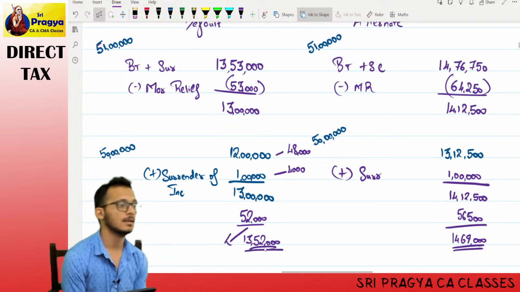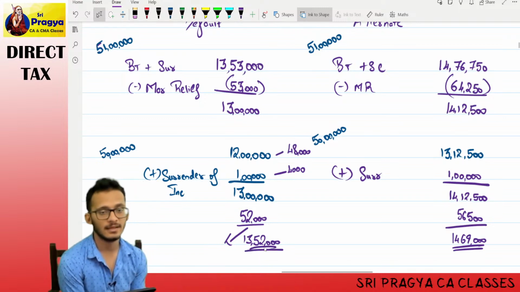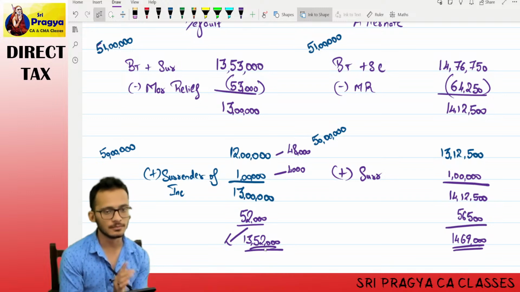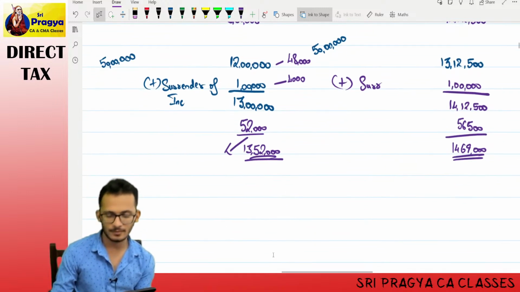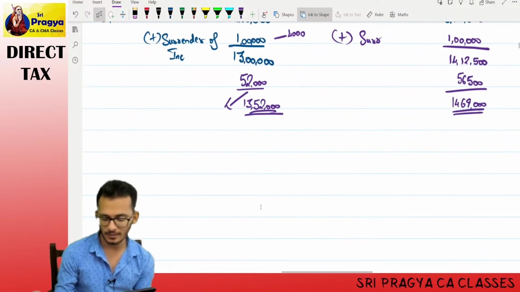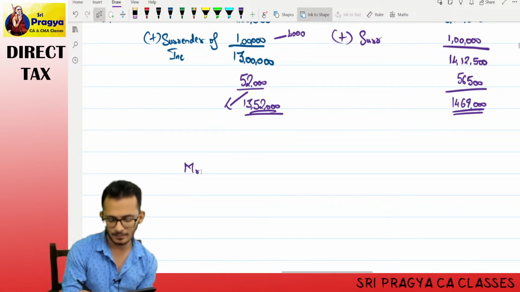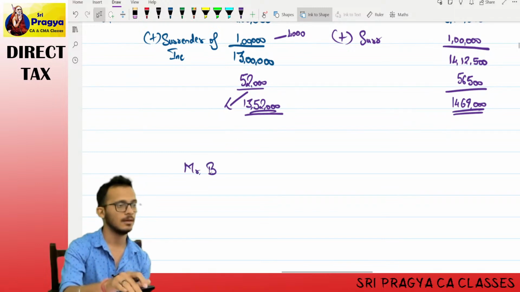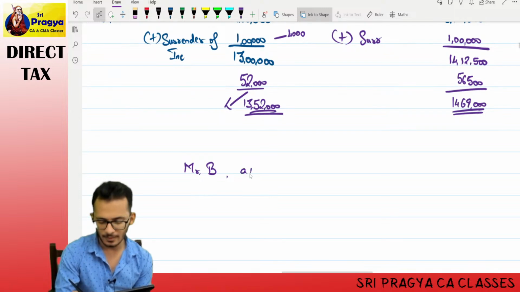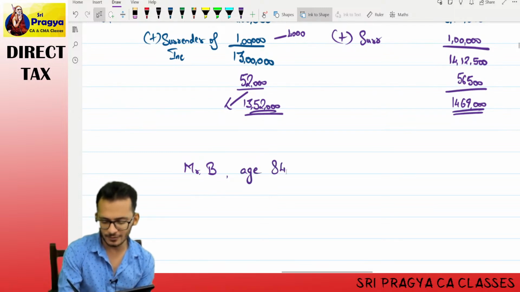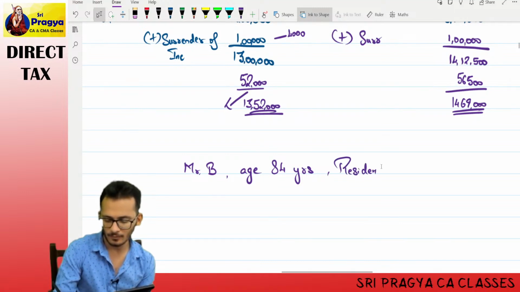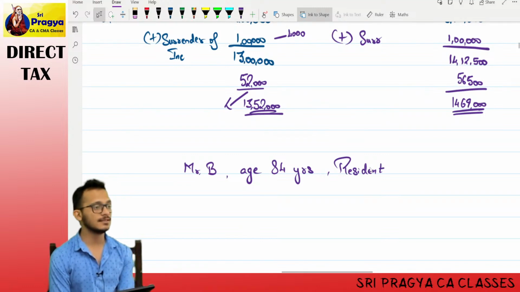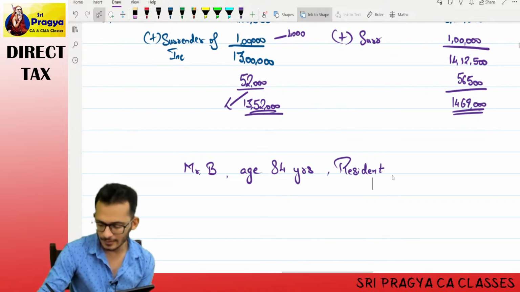Yes, yes. One more question. This question I will do with you. The question is Mr. B, age 84 years, resident.